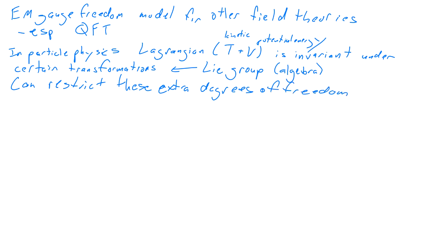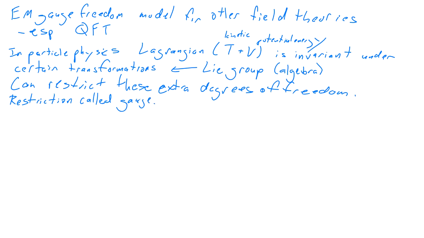And so the restriction is called the gauge, right? The same way we had our Coulomb gauge, where the restriction was the divergence of A equal to zero. Or the Lorentz gauge, where the divergence of A is equal to minus mu naught epsilon naught dA dt.